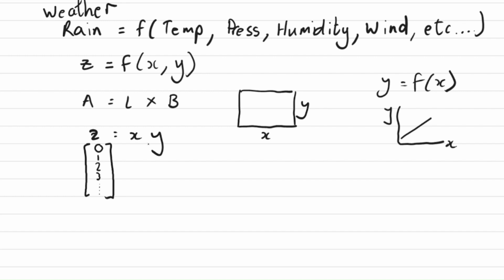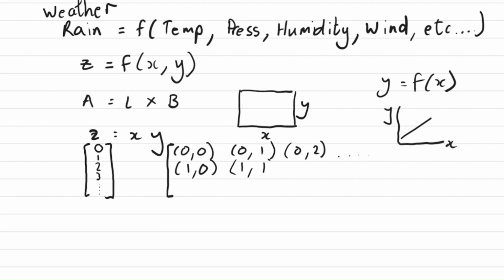And now on the right-hand side, we have xy. So what does xy mean? Well, we're now considering a matrix of values. The rows of this matrix would be the x values and the columns would be the y values. So in the first row, we could have x equal to 0, y equal to 0, then x equal to 0, y equal to 1, x equal to 0, y equal to 2, and so on. And in the second column, we could have x equal to 1, y equal to 0, x equal to 1, y equal to 1, x equal to 1, y equal to 2, and it will carry on like that.